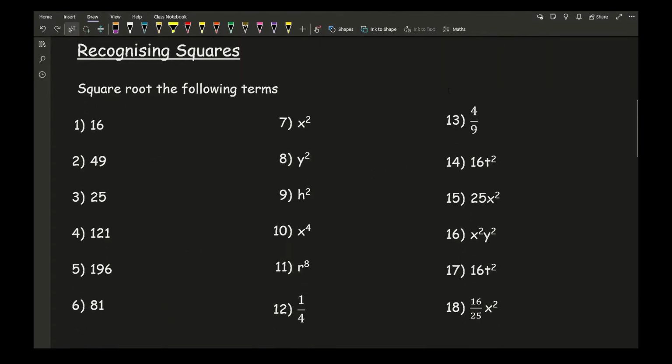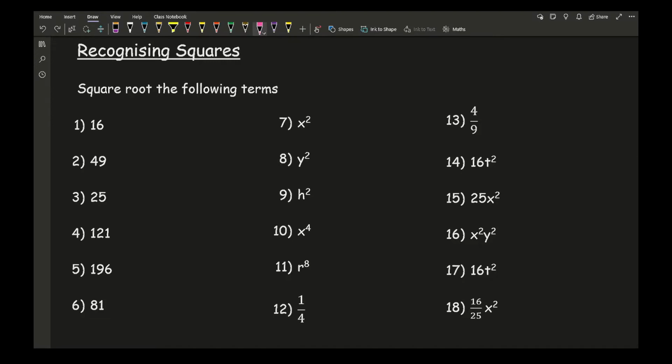Now before we actually move on to this, what we need to do is make sure that you can recognize what a squared term actually looks like. In some cases, you may just recognize it as squared numbers, but sometimes you can have squared expressions as well, and they might not be explicit by having a power of 2. So let's just quickly have a look at square rooting each of the following terms.